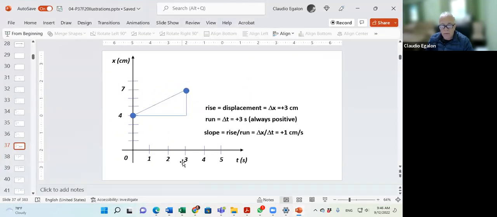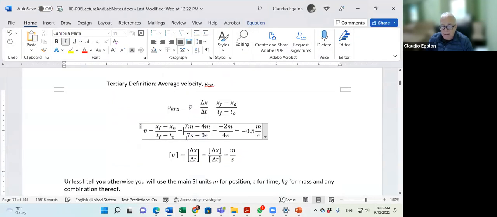No. Yeah, it's 0 and 3. Okay, it's not 7, it's 0 and 3. 7 was the position, right? 3 seconds and 0. Here you go. Here we have, I'm going to emphasize this, plus 3. And then what we got?